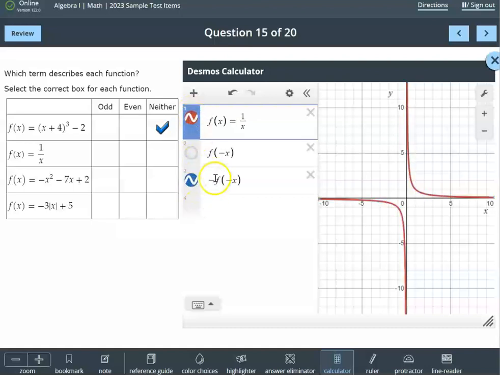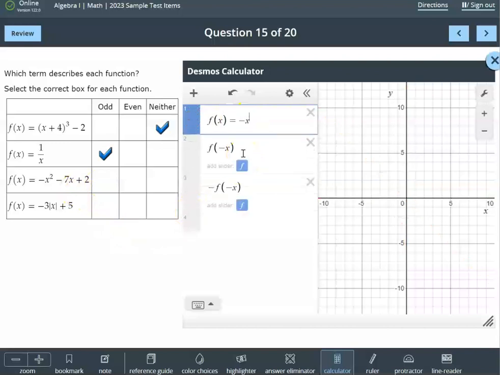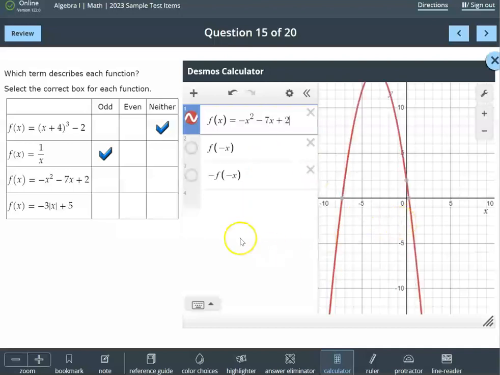So that's telling you if negative f of negative x is the same graph, that it is odd, and this is an odd function. Again, you could just look at the graph and see that it's symmetric to the origin, but if students are struggling with that, this is one way to determine it even if you can't see that. All right, I'll turn both of these off, and let's go to the third function. It's negative x squared minus 7x plus 2.